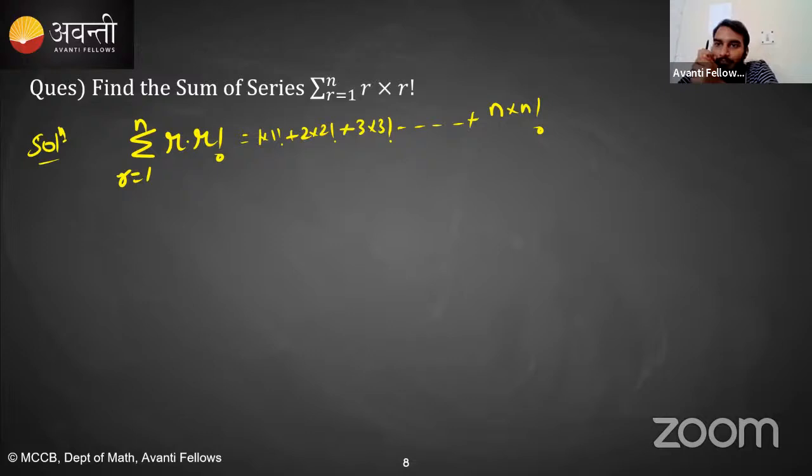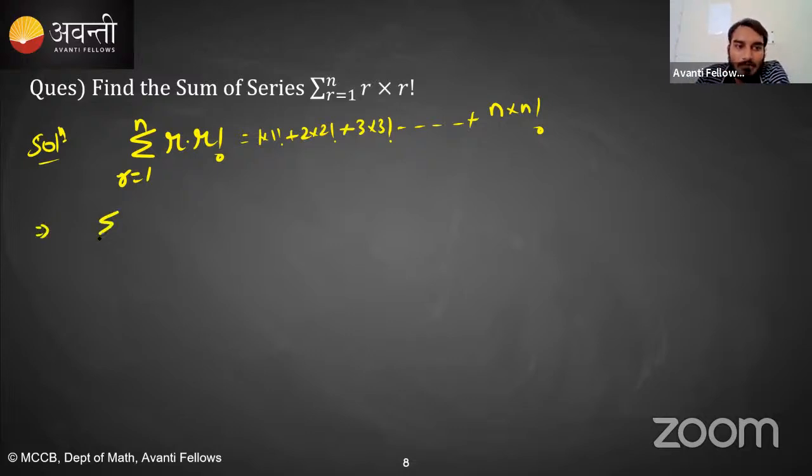See what I can use. If I can express this inside term, r into r factorial, as a difference of two factorials, or a difference of two quantities, then maybe after adding those quantities, I can cancel out some terms. So that is our aim from this question. Let's see how I can write this.